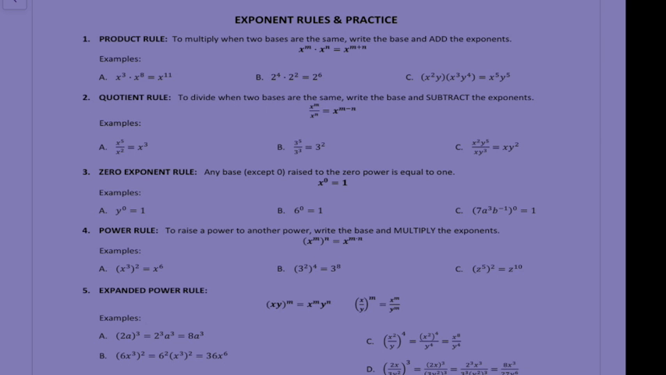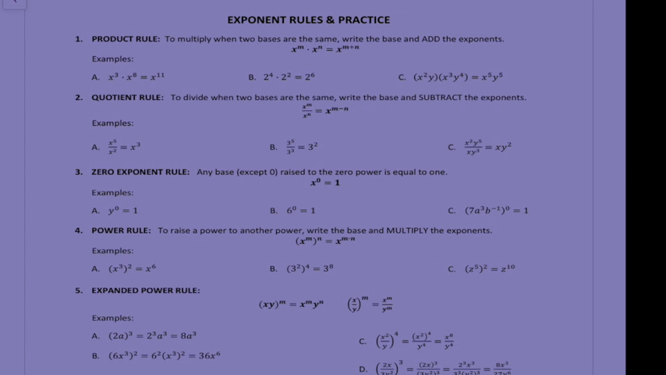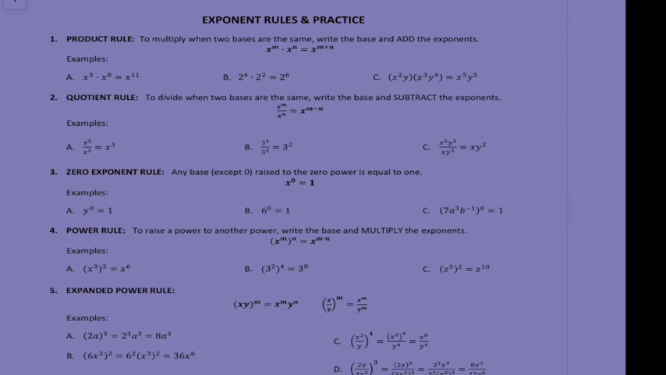Okay guys, very quickly I'm going to do this lesson on exponent rules and practice. I'm going to go through those rules with you.